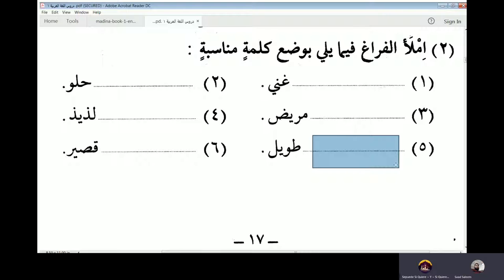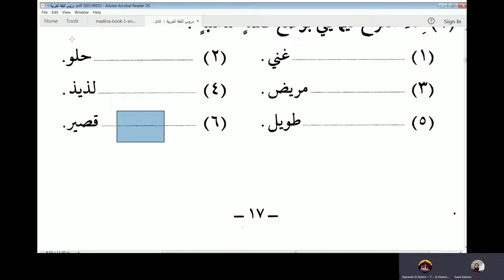Tawil, tall, right? Yes. Tawilun, okay, tall. Ar-rajulu tawilun, the man is tall. Qasirun? Qasirun, I think that's one of the new words. No, it is the opposite of tawil. Short. Okay. Yes. Al-waladu qasirun. The boy is short.